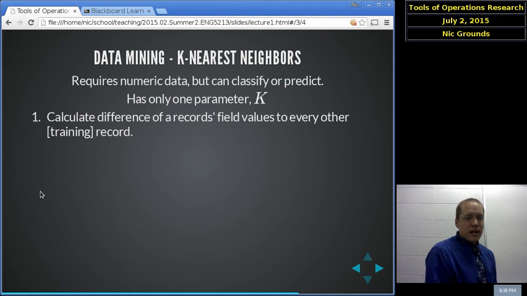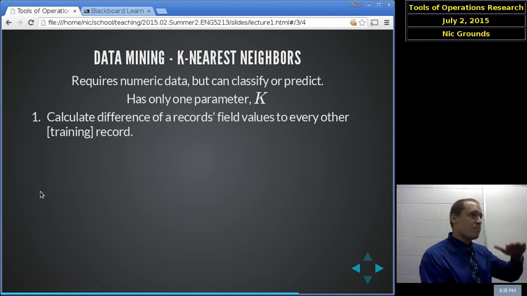K-nearest neighbors. Basically, if you have one record that you're going to predict, say one student and you're going to predict whether they graduate or not, you calculate the difference between that record and every other single record in the training data, across all of its fields. So if this student is a male, I can compute the difference between that and every other record: it's not different from the other males, and it is different from the records that are females. So it's different or not in terms of gender.